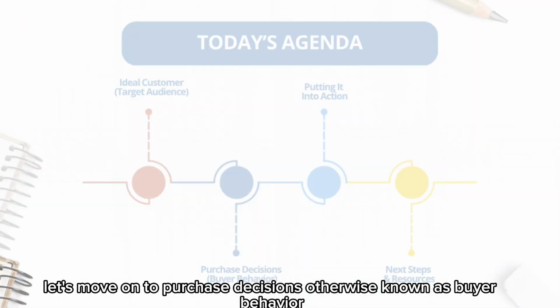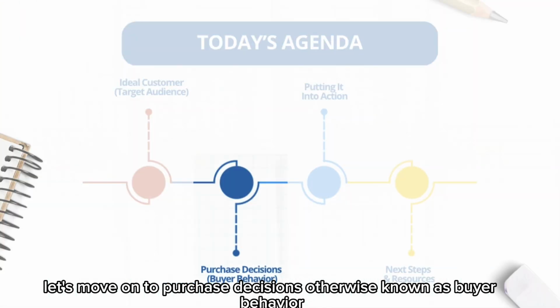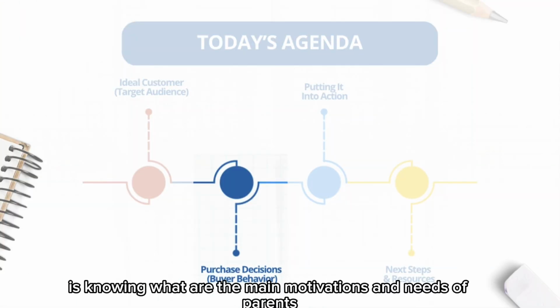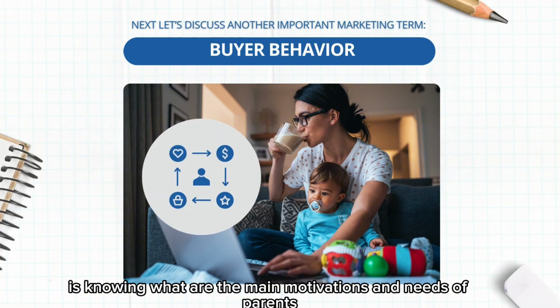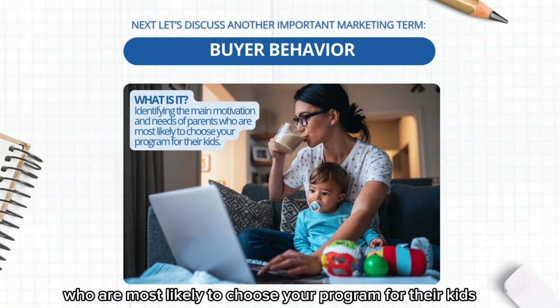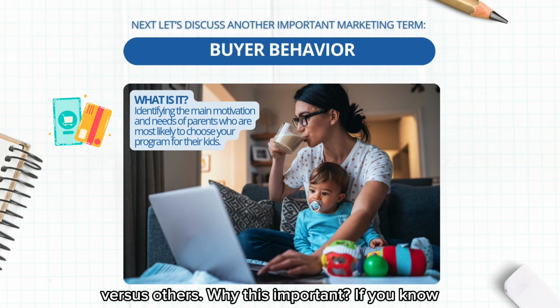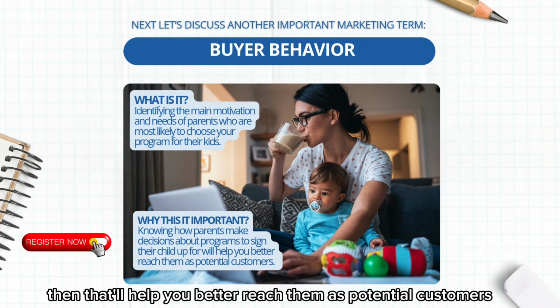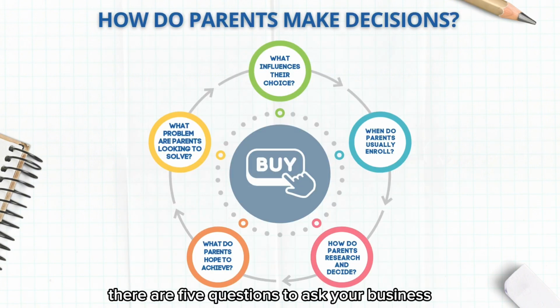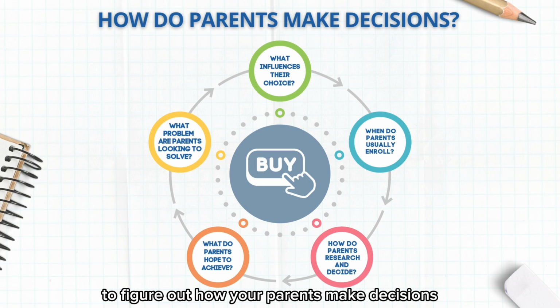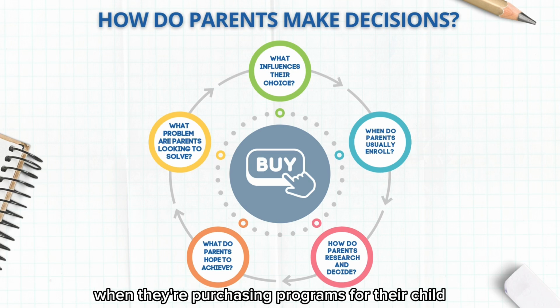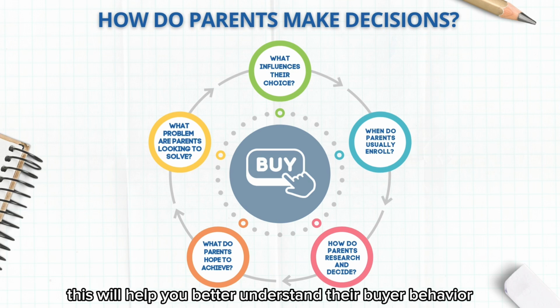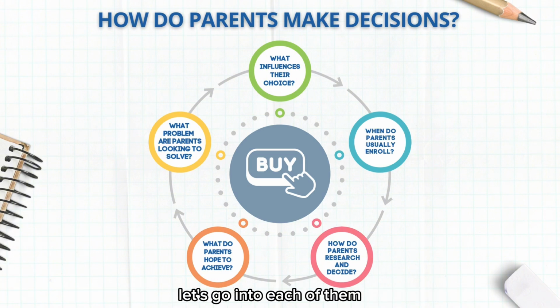Let's move on to purchase decisions, otherwise known as buyer behavior. Buyer behavior is knowing what the main motivations and needs are of parents who are most likely to choose your program for their kids versus others. Why is this important? If you know how parents make decisions about what to sign their kids up for, then that'll help you better reach them as potential customers. There are 5 questions to ask your business to figure out how your parents make decisions when they're purchasing programs for their child. This will help you better understand their buyer behavior. Let's go into each of these individually.